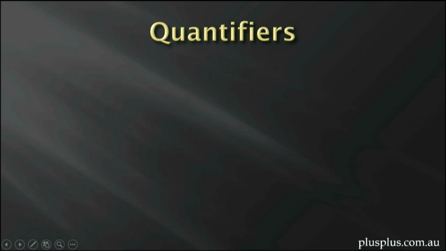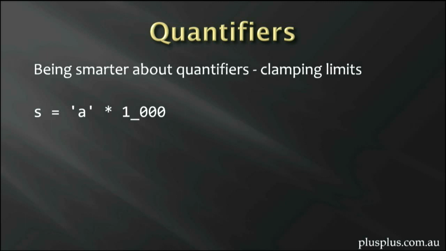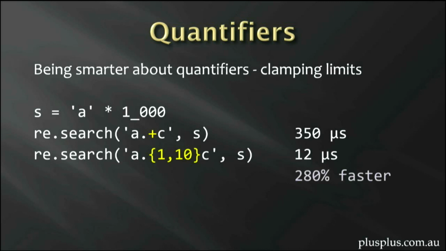What about quantifiers? I've got a long string there, lots of A's. If I did a search for an A and then one or more anythings and then a C, now I'd want to point out, watch out for your fail cases. The fail case is often a marked difference in your performance compared to, oh, it found it. So this benchmark is I didn't find it, and that gave me that speed. But if I went and clamped it, I got 280% faster.